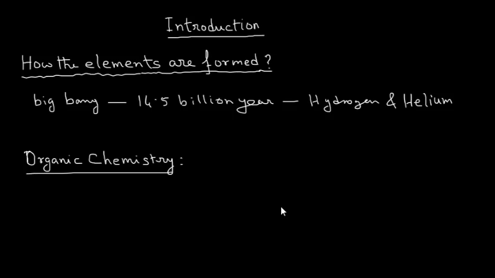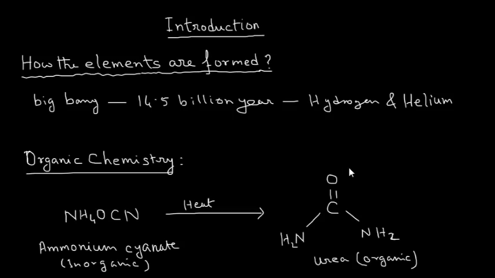In 1828, German scientist Friedrich Wöhler demonstrated that from inorganic compounds we can create organic compounds. So he demonstrated an experiment. He took ammonium cyanide, which is an inorganic compound, and heated it, and the product he got is urea, which is an organic compound.